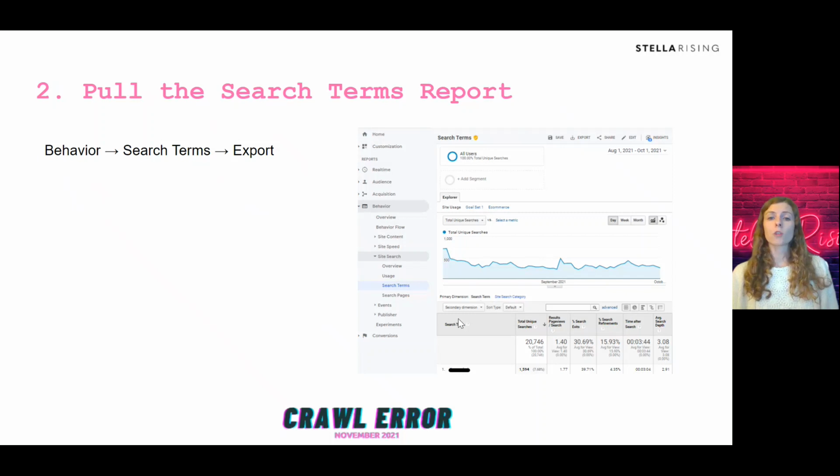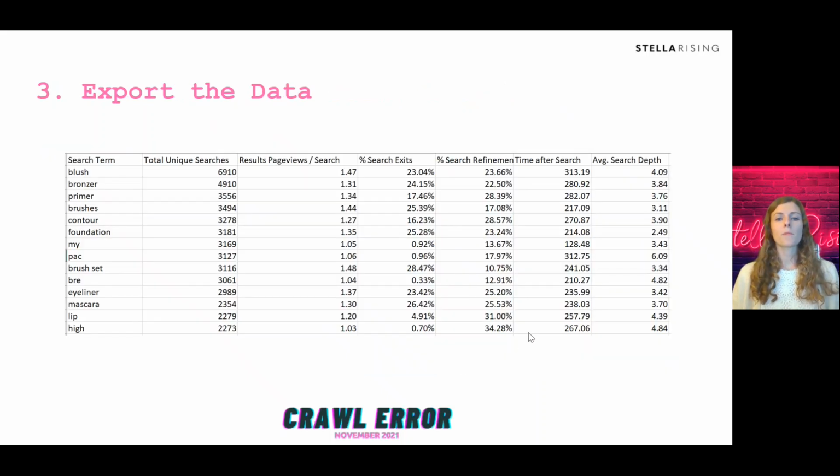So essentially, all you need to do here is extend that date range as much as possible and export the list. You'll wind up with something that looks like this. You can see we have our search terms here, the total unique searches, and then several user experience metrics. How often are people exiting the site? How many pages do they look at? And what amount of time do they spend on the site after search? But this doesn't paint the full picture of what the user is seeing on any one of these web pages.